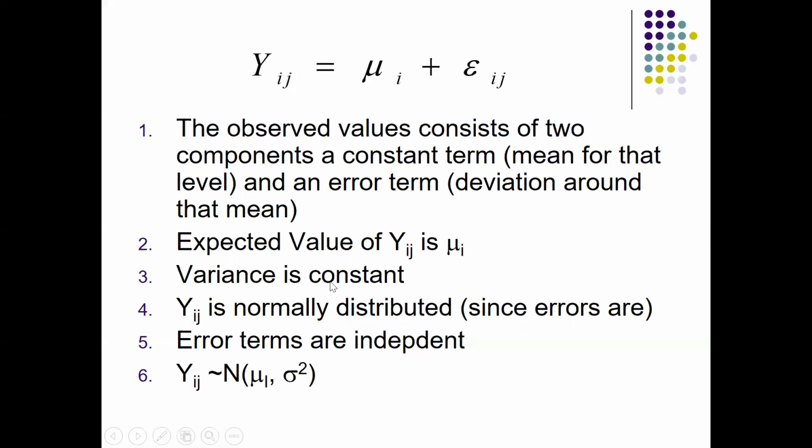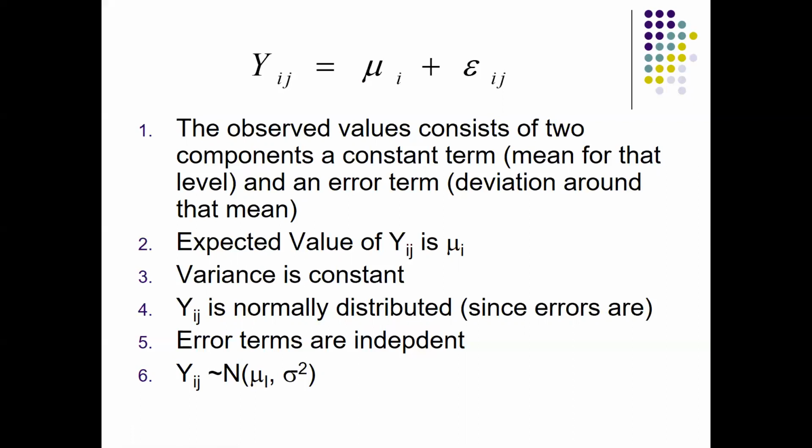So we got the error. The expected value of Yij is the mean for that level. The variances are constant. That's that homogeneity of variance issue. The Yij's are normally distributed since the errors are normally distributed. The errors are independent. Then the big thing with the ANOVA model is that the observations within a level are normally distributed with mean mu-i, the cell mean, and variance sigma squared. That variance sigma squared is the constant variance, the error variance across each level that we assume to be constant.